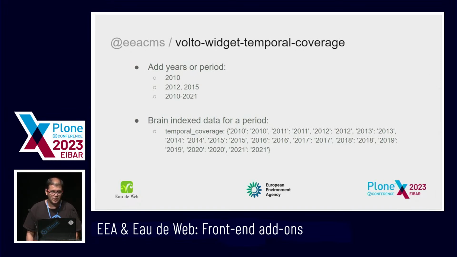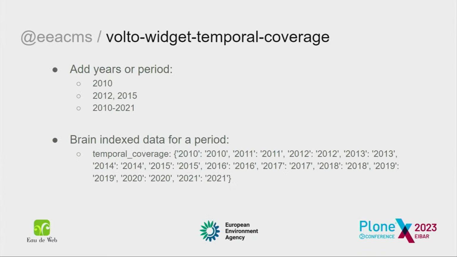Volto temporal coverage. Well, this is a widget for the time coverage. It's not that complex, but the nice feature it has is that you can insert a period, like between 2010 and 2021, and the indexed data in the catalog will be all the years between that period, like 2010, 2011, and so on. So instead of just comma separating all these years in that field.